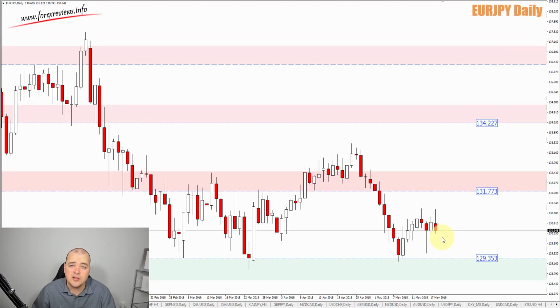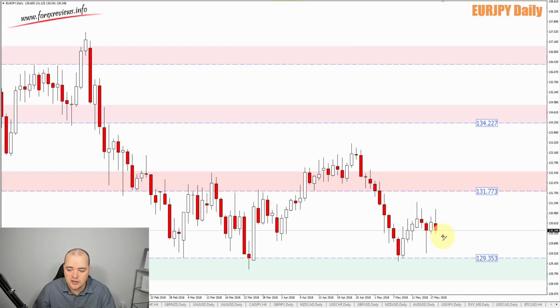Okay, the next pair I'd like to cover is Euro Jappy, and I'm on the daily chart. Now on Euro Jappy this week, we'd like to mention two important trading areas. The first area I'd like to mention is the 129.35 zone area. This is an area that was tested just recently in the past, looking left back here, and an area that acted as strong support, looking left back here in the past.